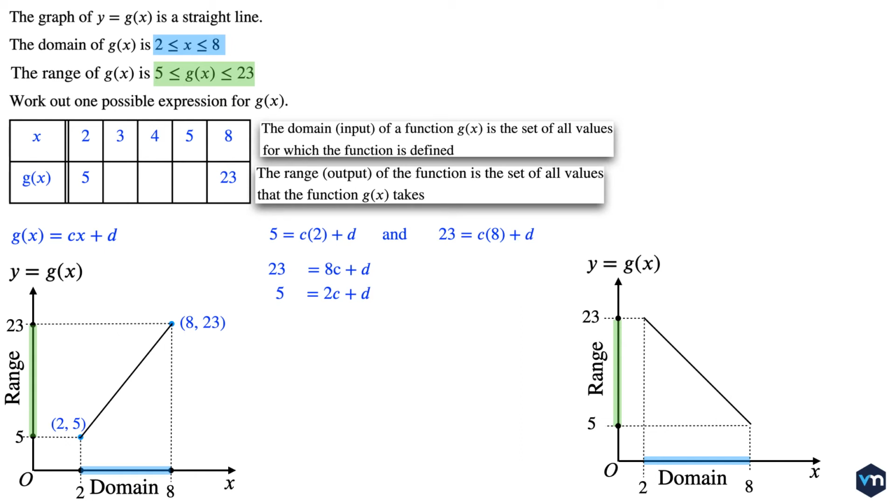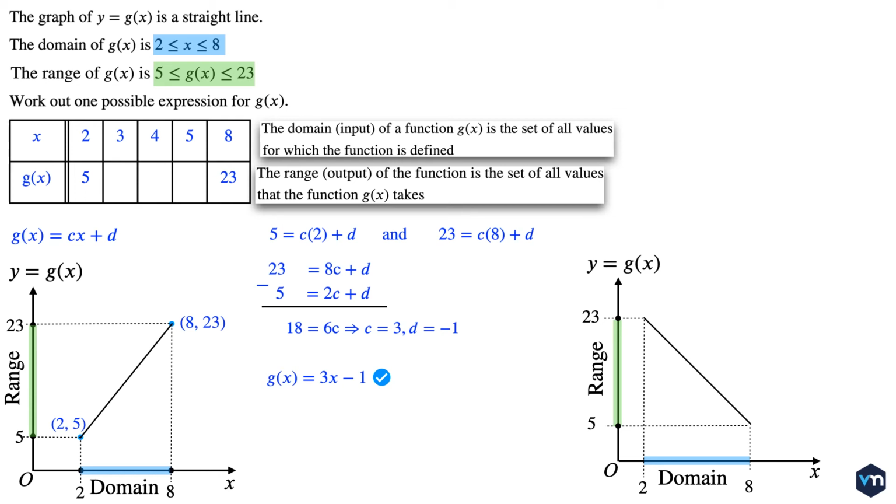Now I can solve these equations by subtracting one from the other. 18 equals 6c, which implies that c equals 3 and d equals -1. And this would give g of x equals 3x minus 1. So that's one possible expression for g of x.